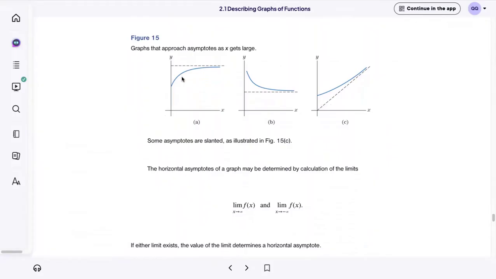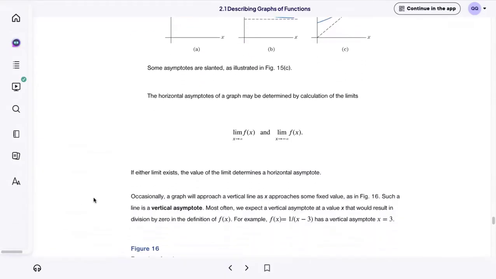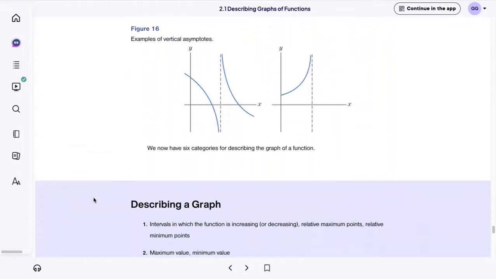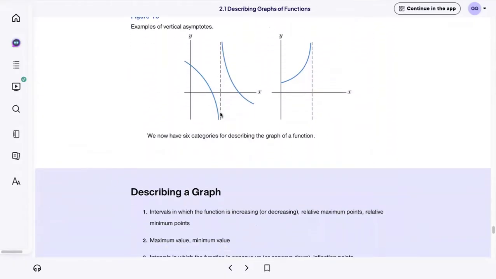And for these 3 functions, we see the function approaches this line but will never touch it. So this line is called a horizontal asymptote. This one is also a horizontal asymptote. This is called a slant asymptote. Okay, earlier we saw x equals 0, the vertical asymptote. Yeah, those are vertical asymptotes.